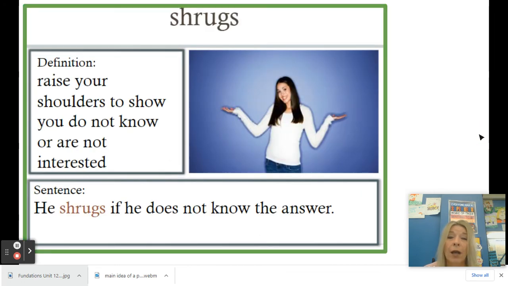We have the word shrugs. Can you do that with your shoulder even while you say it? Shrugs. Your shoulders go up and down a little bit. Once again, I see a suffix, an S on the end for that verb. It's something you're doing. So it's when you raise your shoulders to show you do not know or you're just not interested. Maybe you just don't have a preference or an opinion. You just kind of shrug. And it says he shrugs if he does not know the answer. So that little bit of body language tells people something.